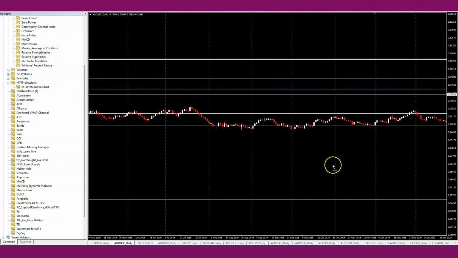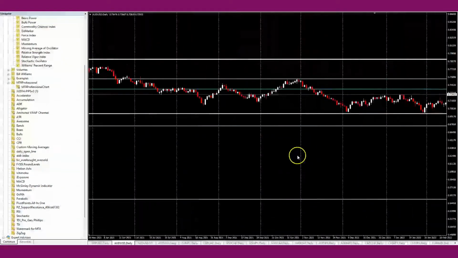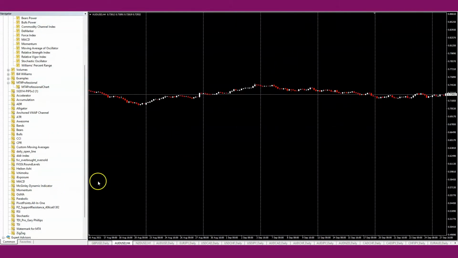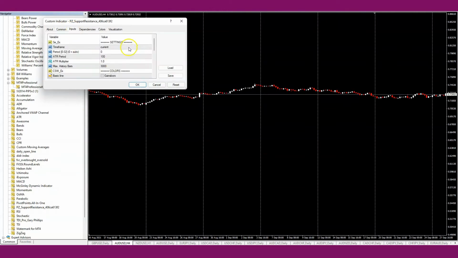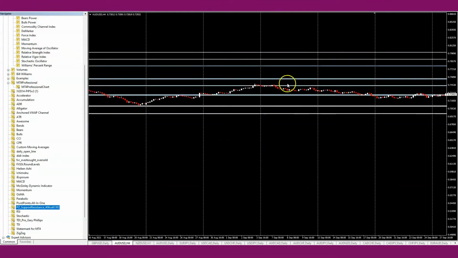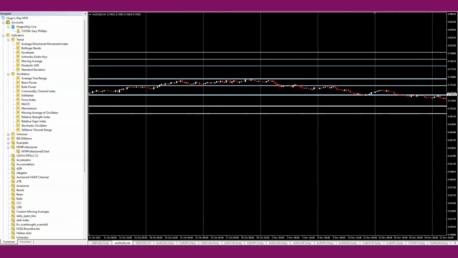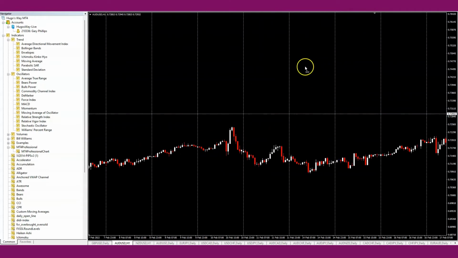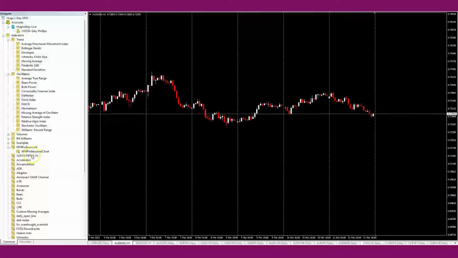Now you have your weekly support and resistance levels showing up on the daily chart. Now let's go to the 4 hour. We want to let the indicator know that we want to see daily support and resistance levels on our 4 hour. There you go. You have support and resistance levels on the 4 hour time frame, daily support and resistance levels. All right, let's go to the 1 hour, and we go through the same thing.